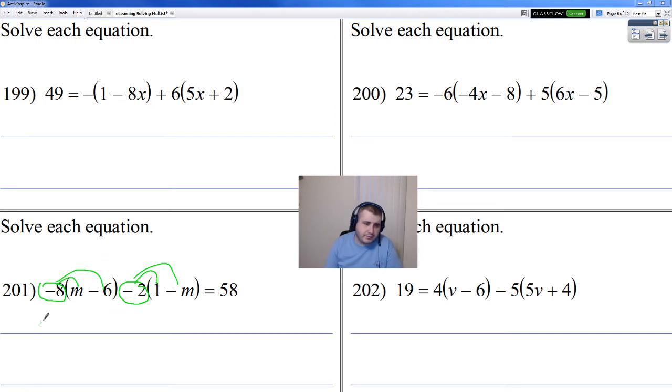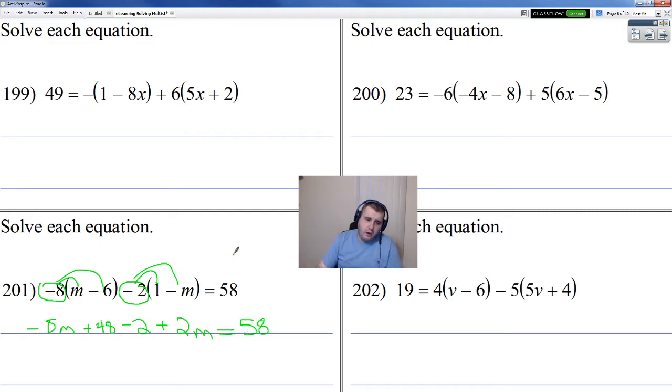So I'm going to do that. I'm going to do -8, -6. Those two multiply to get 42. No. 8 times 6 is 48. And then we got -2 times 1, so -2. -2 times -m plus 2m equals 58.